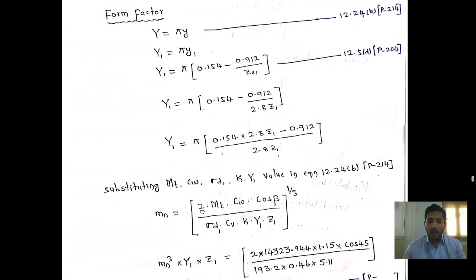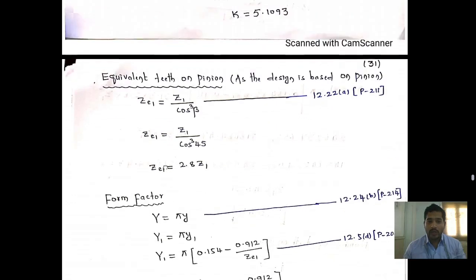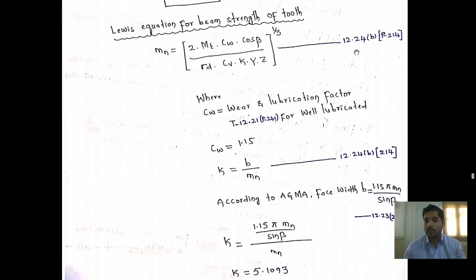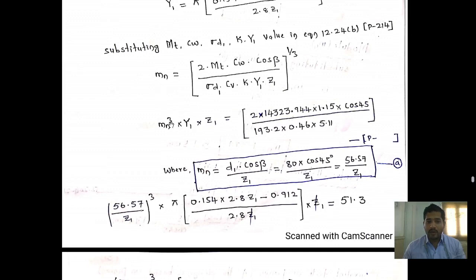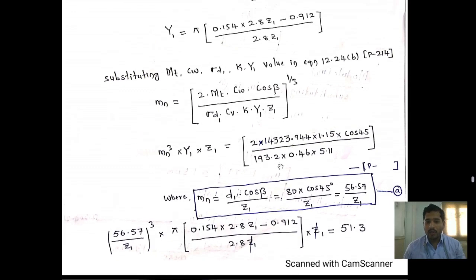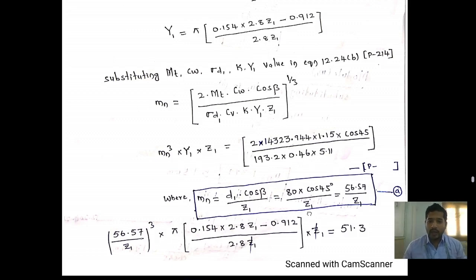After getting the value of Y1, you need to substitute it in the above equation number 12.24b. Mn as it is, just cross multiply Y1 into Z1. The remaining is 2 into 1433.944 into CW value 1.15 into cos beta, where beta is 45, divided by the static strength of the pinion, 193.2, into CV value 0.46, and K value is 5.11.